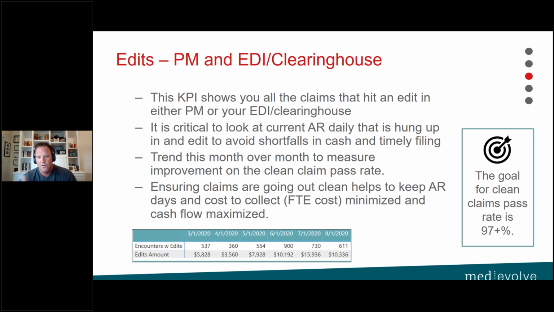And then trending, of course, is a theme here, right? Being able to trend month over month so that you can start to see any improvements you made, whether that's actually making an impact or not.